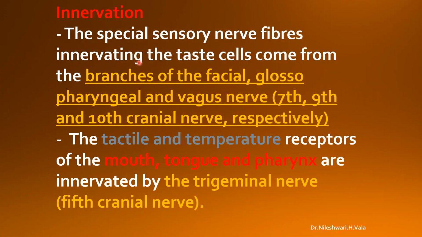Now innervation. The special sensory nerve fibers innervating the taste cells come from the branches of the facial 7th, glossopharyngeal 9th and vagus, the 10th cranial nerve respectively. Now the tactile and temperature receptors of the mouth, tongue and pharynx are innervated by the trigeminal nerve, the 5th cranial nerve.